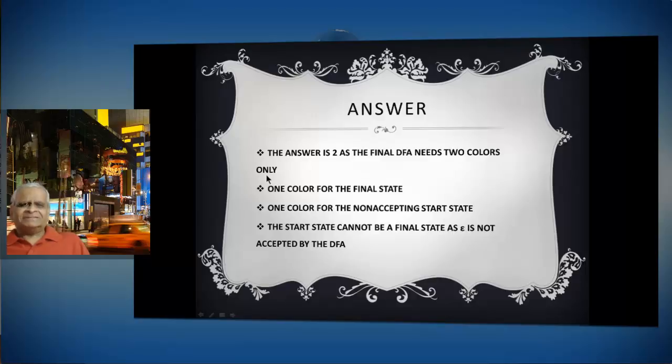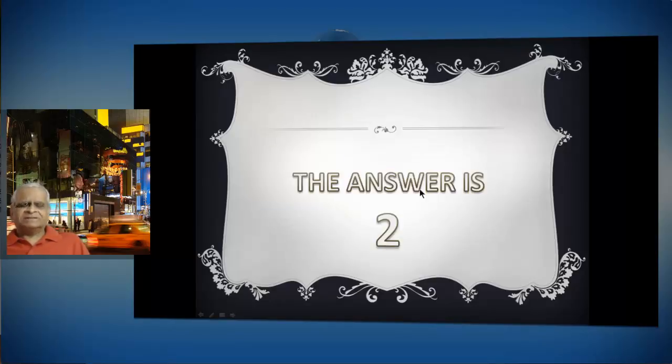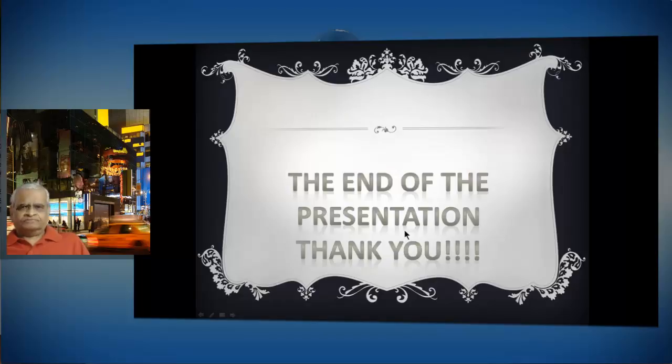So we partition the states into final states and non-final states. One color is required for the final state, one for the non-accepting state. One partition contains the final state, one partition contains the start non-accepting state. The start state cannot be a final state, so epsilon is not accepted by the DFA. The answer, therefore, is 2.